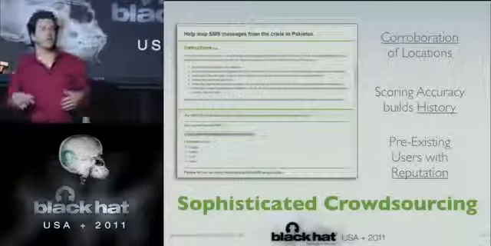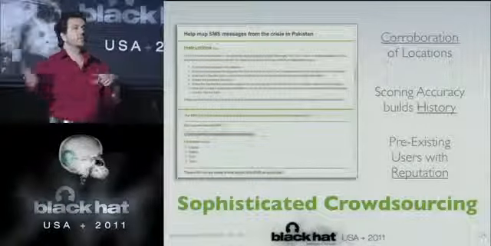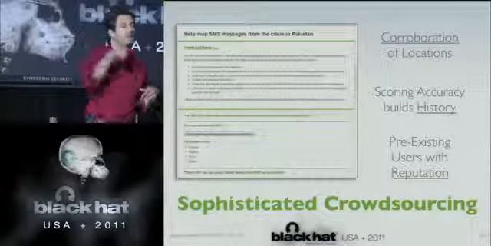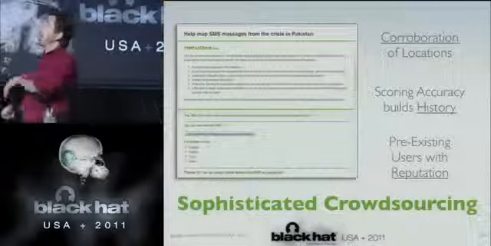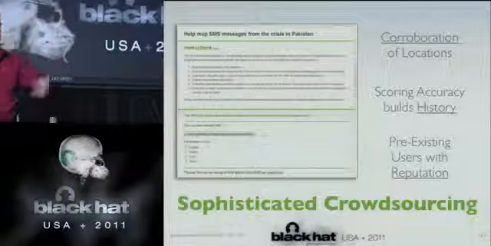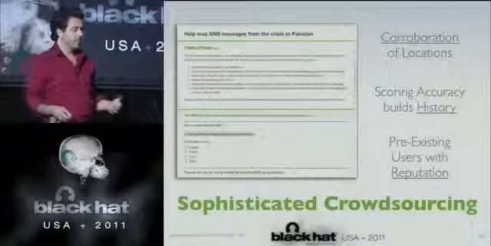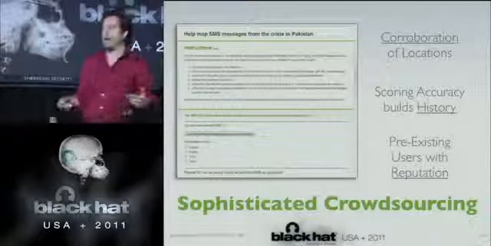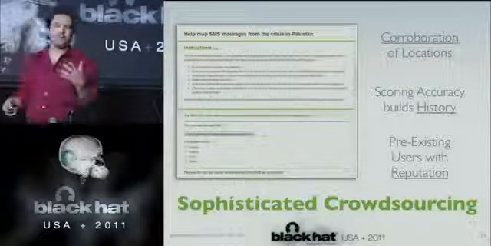So it can do things like corroborate the location, so multiple people have to agree that a particular place is where they say it is. You can build accuracy of the people as they go through by inserting known good data and seeing what they come back with. And they've got existing groups, so we have pre-existing trust with the users.